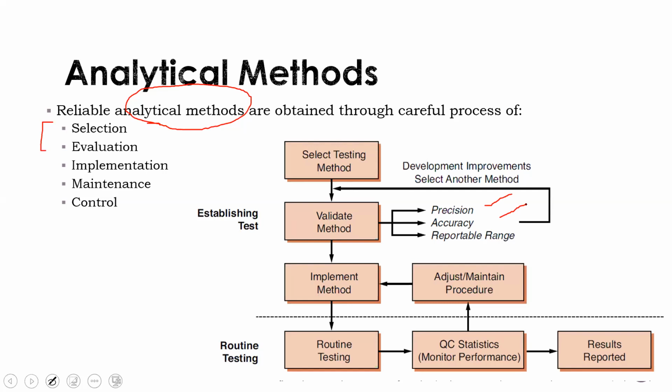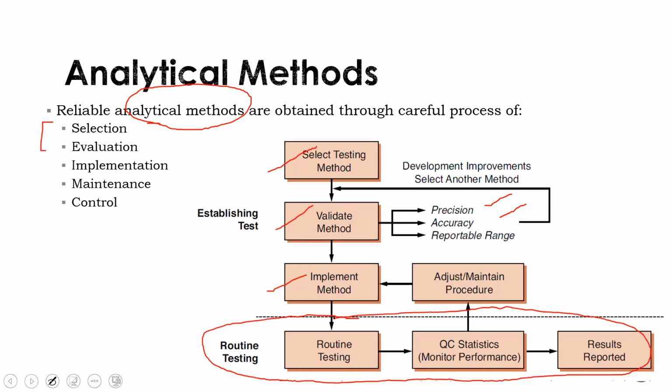And then, after selecting a method and validating a method, i-implement yan. And then, kapag ina-accept na natin siya, meron tayong routine maintenance na tinatawag. Routine testing na tinatawag para malaman natin na nag-work ba ng maayos yung makina natin. So, in routine testing, dito na tayo pumapasok sa quality control. Aalamin natin kung tama ba yung binibigay ng makina.